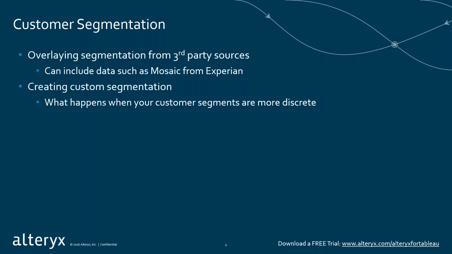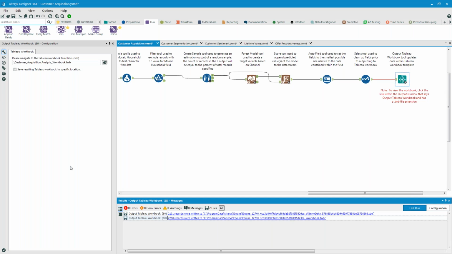So really, the great thing about this is you can overlay segmentation from third-party sources. So you can include data such as Mosaic from Experian, and there's 3 or 4 sources you can include data from, as well as creating custom segmentation. So once you really start diving into this customer segmentation, they might become more discrete and more distinct. And so this is really about you being able to control how you put your customers in different categories and how you want to speak to them for your industry or for your company. So with that, let's dive into how you can create customer segmentation within the workflow.